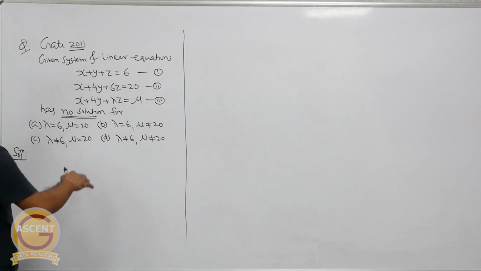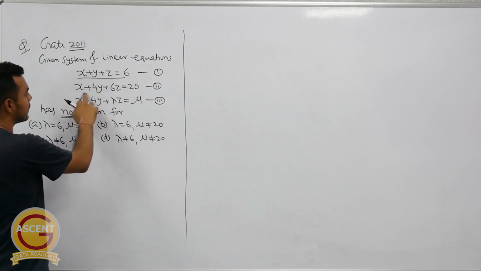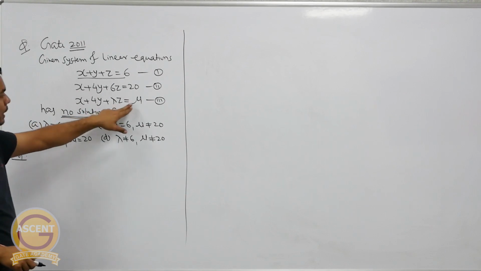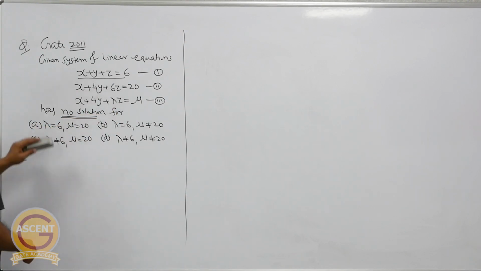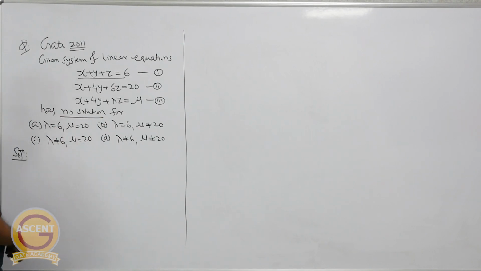The problem is, three equations are given. These are the three equations: x plus y plus z equals 6, x plus 4y plus 6z equals 20, and x plus 4y plus lambda z equals nu. Now the question says that this system of linear equations has no solution. So we have to find which one of these options is correct.